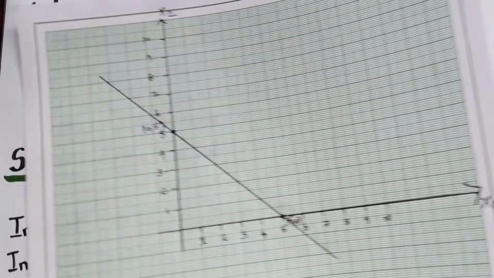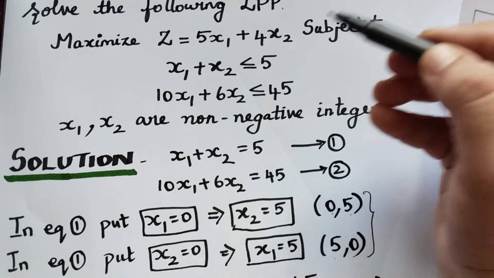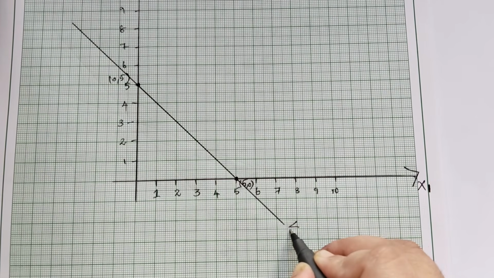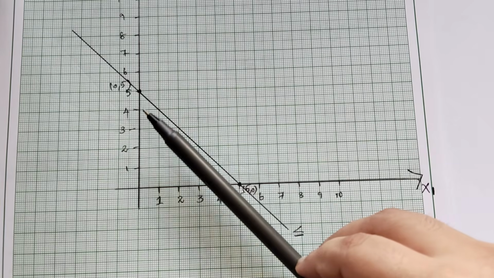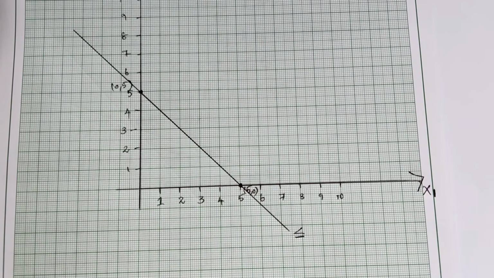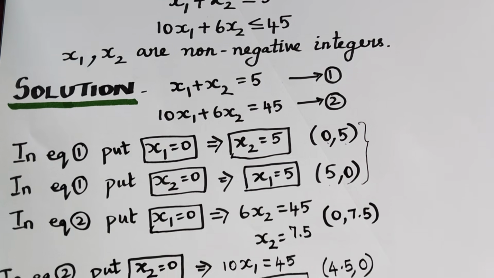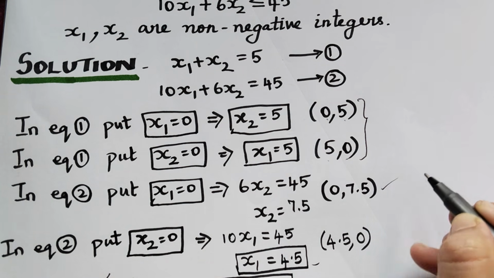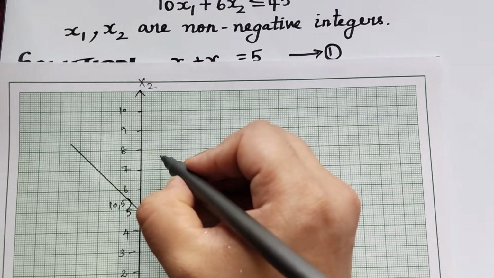So this gives us the first constraint, and if you see, the first constraint is bounded, that is less than or equal to. So here we have less than or equal to, and so the region will be the region below the line. Now we will draw the second constraint. If you see, the second constraint touches the x2 axis at 0 comma 7.5. So 7.5 is over here.